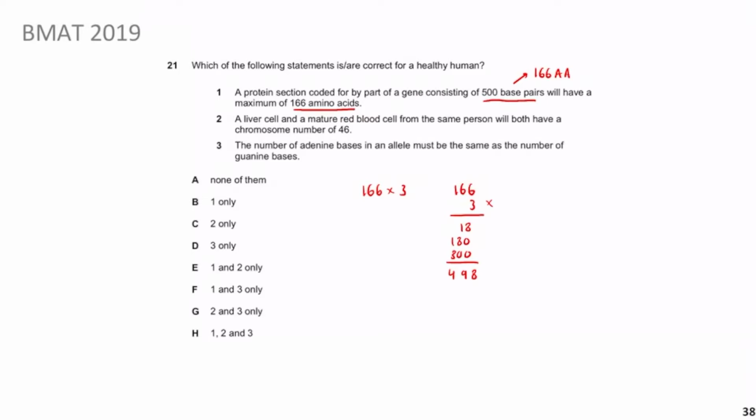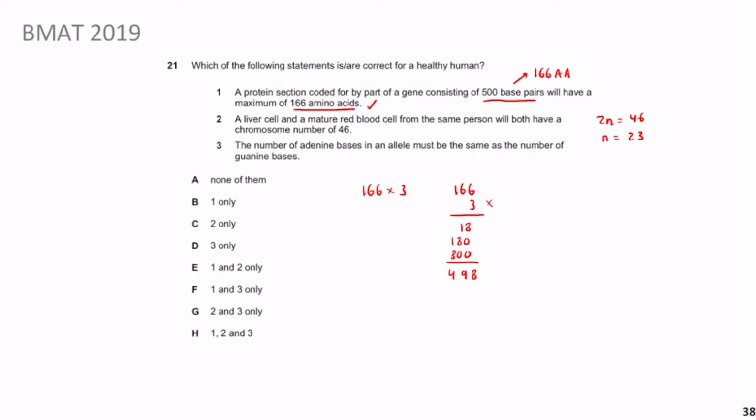So the next statement, guys, says a liver cell and a mature red blood cell from the same person will both have a chromosome number of 46. Actually, I forgot to add whether point number one is correct or not. And yes, point number one is going to be correct. Now the next one: a liver cell and a mature red blood cell from the same person will both have a chromosome number of 46. I think we went through this before. The diploid number 2n is 46, making the haploid number in gametes 23. So the diploid number, remember, guys, occurs in any body cell. A liver cell is obviously a body cell, therefore the chromosome number will be diploid and it'll be 46 in humans.